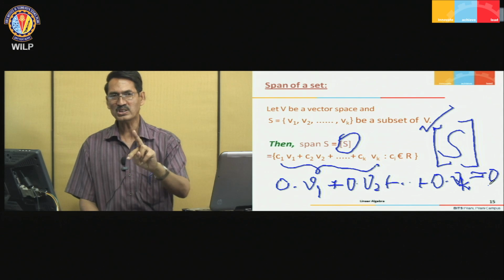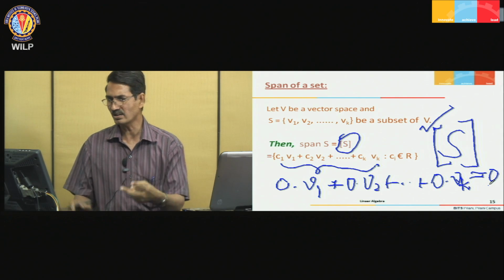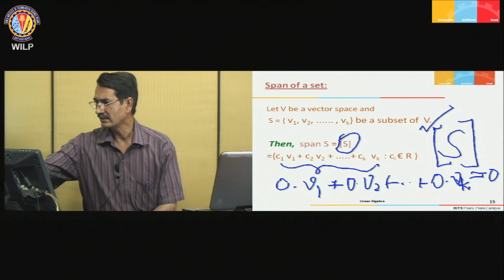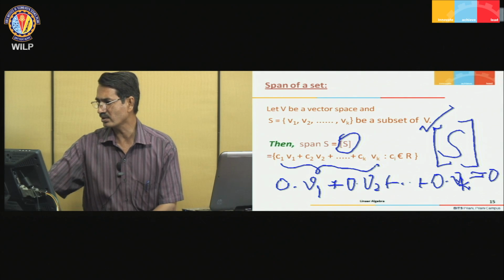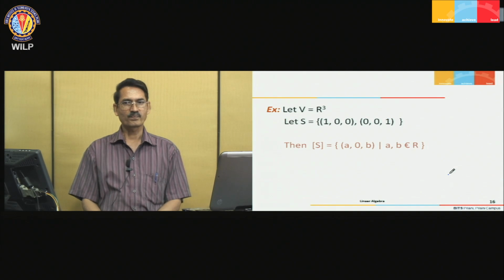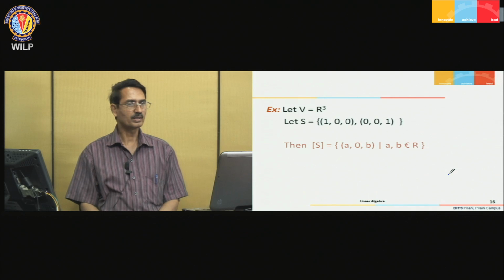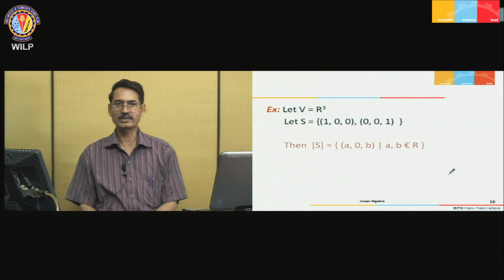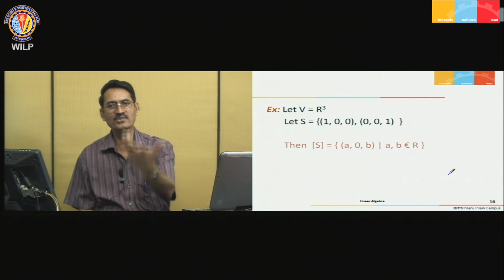Why? Because first, we have seen that span of S is non-empty because the 0 element is there. Then we shall see that this span of S is closed under vector addition as well as scalar multiplication. But before this, let us see some examples of a span of S. Then we shall show that span of S is always a subspace.